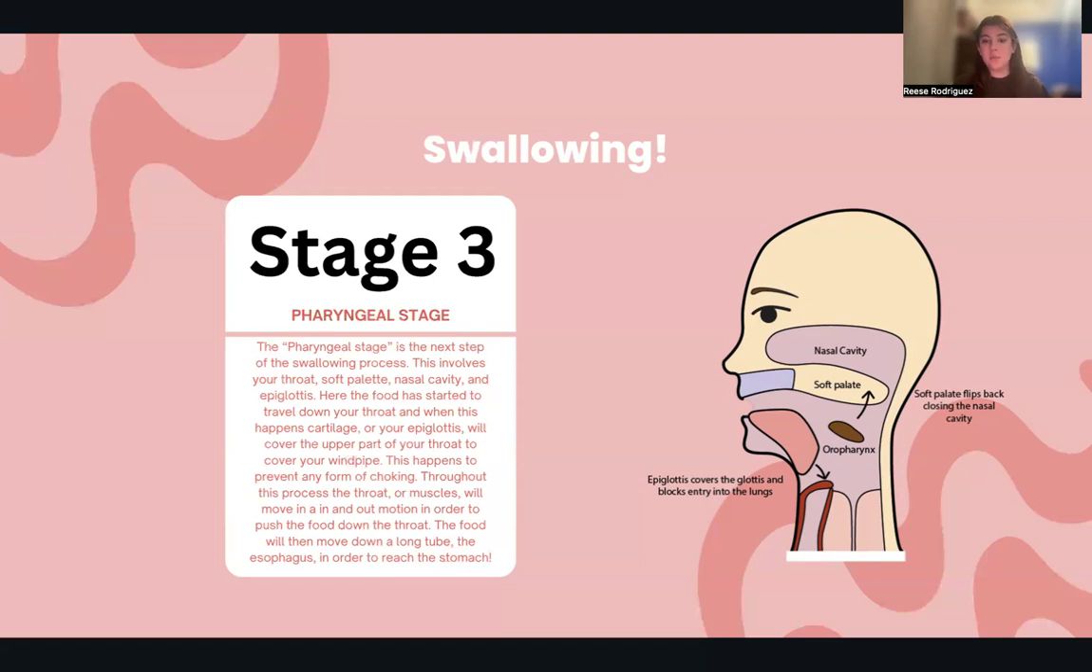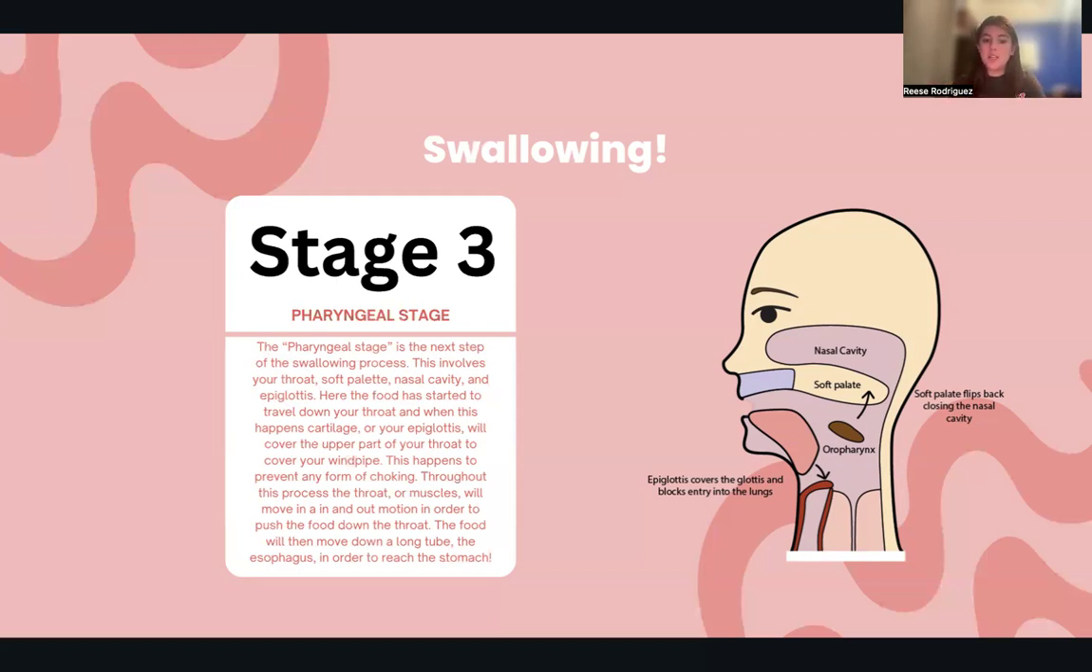In terms of your epiglottis, this is a piece of cartilage. We have to remember that when we're swallowing, we don't want things to go down the wrong pipe. We want everything to go where it's supposed to go, just to avoid any complications like choking. So, the epiglottis, which is kind of leaf-shaped, in your throat is going to cover your windpipe. And this again happens because we don't want any choking.